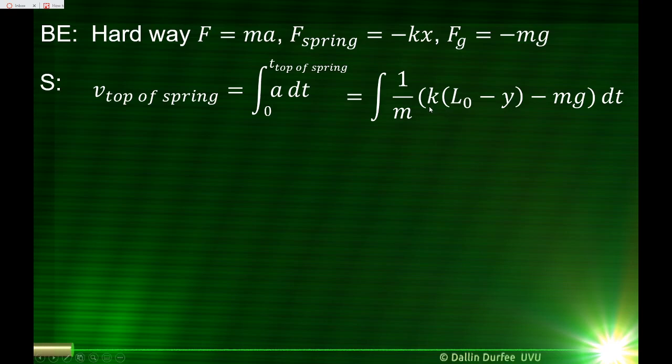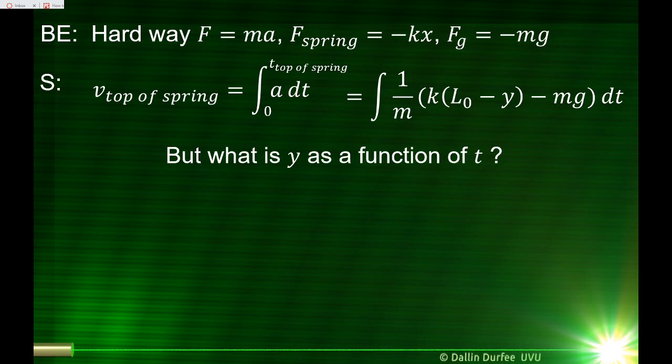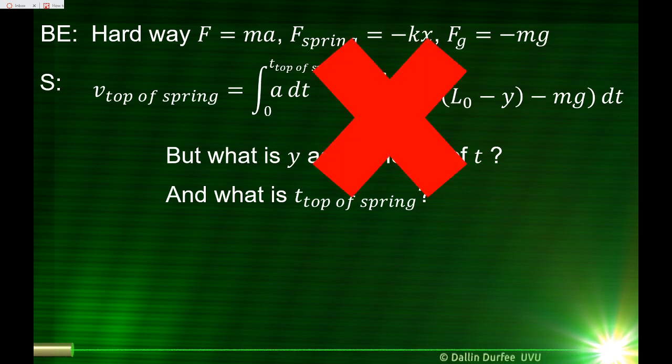But the spring force is just k times how much it's compressed. It's uncompressed length minus the compressed length, which is y, at any given moment in time. So at any given moment in time, the amount the spring is compressed is L naught minus y. And that force is in the upward direction, so we'll call that a positive force. But then gravity's in the downward direction. So we've got to do this integral, and things are starting to look messy because we don't know y as a function of time, right? We don't even know how long it takes to get to the top of the spring. So this is looking really hard. So let's not go any further.